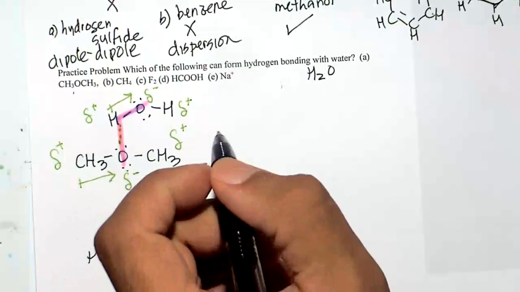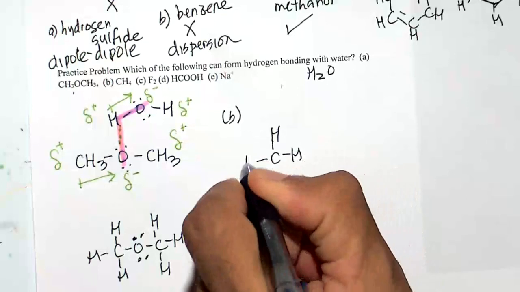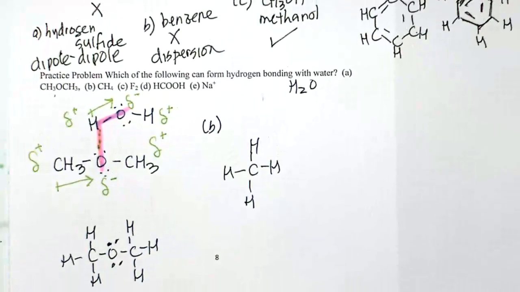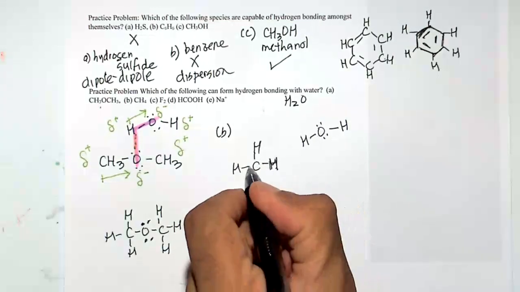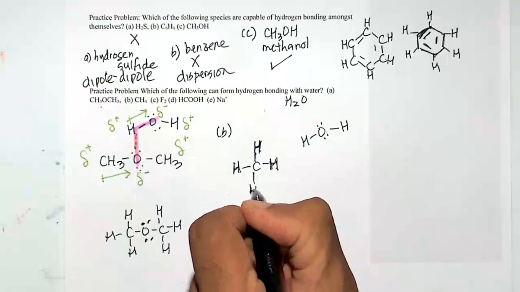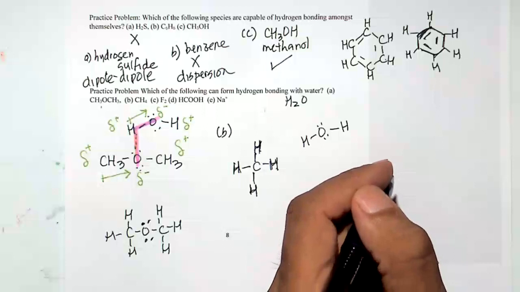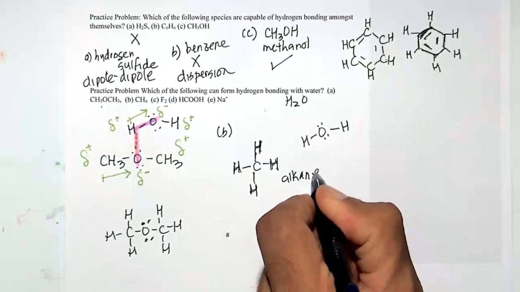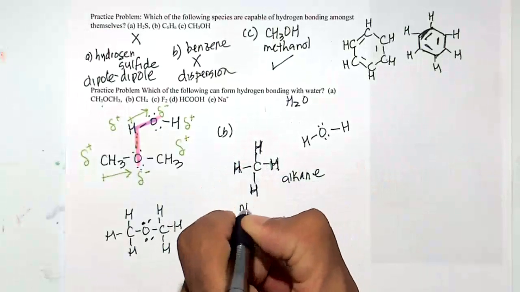All right, what about part B? Methane. No is the answer, okay? Methane is CH4. What type of molecule is methane? Is it polar or nonpolar? What type of functional group is methane? Alkane. Methane, ethane, propane, butane, pentane. These are alkanes. So this specific alkane is called methane, CH4. It's a hydrocarbon. And is it polar or nonpolar?